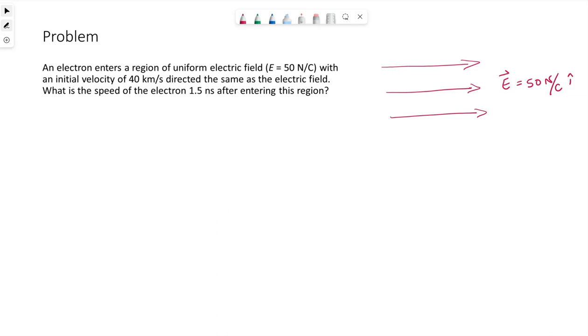This electron is moving with an initial velocity of 40 kilometers per second, and it tells us this velocity is directed the same as the electric field. We want to know this v final. How fast is this electron traveling after 1.5 nanoseconds? It's such a short time, to stay out of the relativistic ranges.